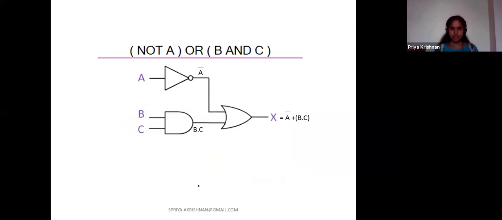So we will see a simple circuit here. So what we have is A input. This is a logic diagram, and in the output I have a logical expression, or I can call that a Boolean expression. So I'll see what the expression coming out of that will be.